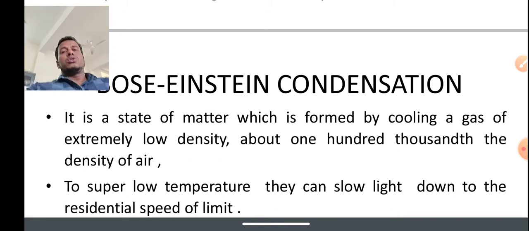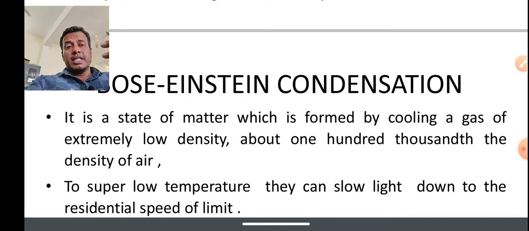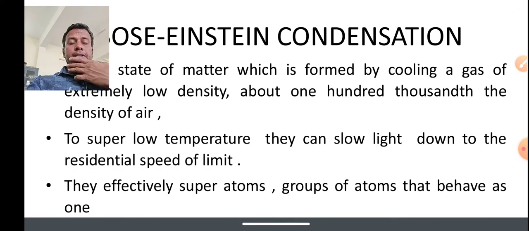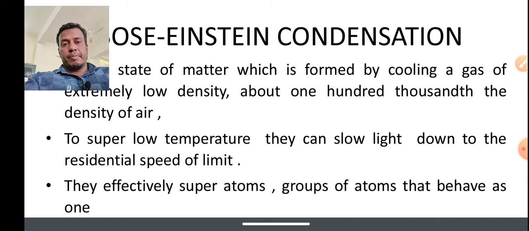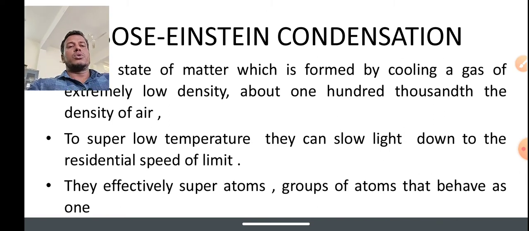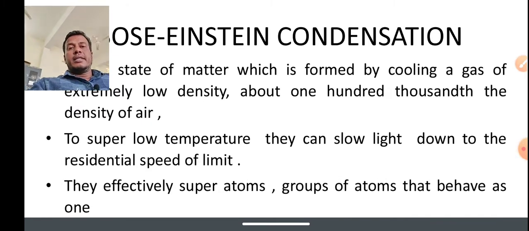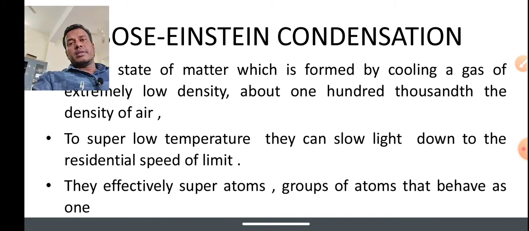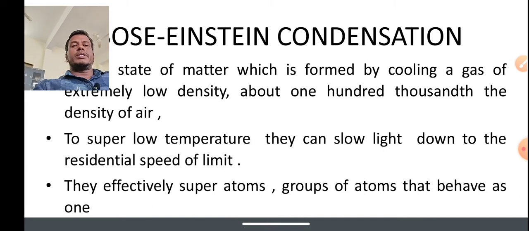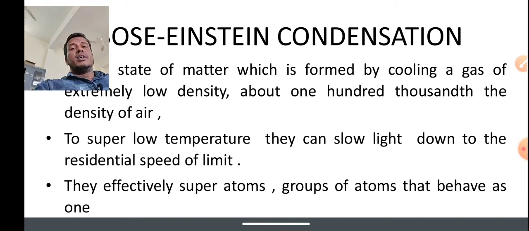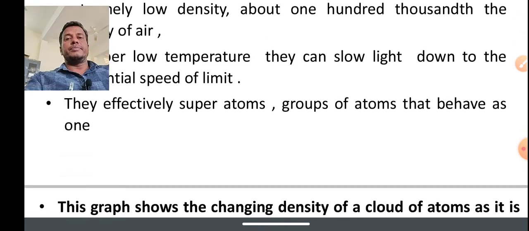So, they have the property to slow down the velocity of light to a very low speed. When this happens, it is effectively a super atom, a group of atoms that behaves as one. This is called Bose-Einstein condensation. When you cool matter to a very low temperature, a group of atoms behaves as one, which reduces the speed of light. That is called Bose-Einstein condensation.